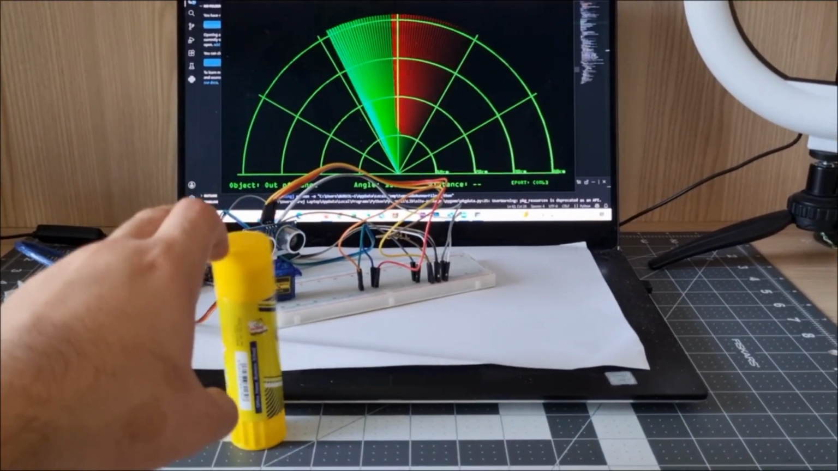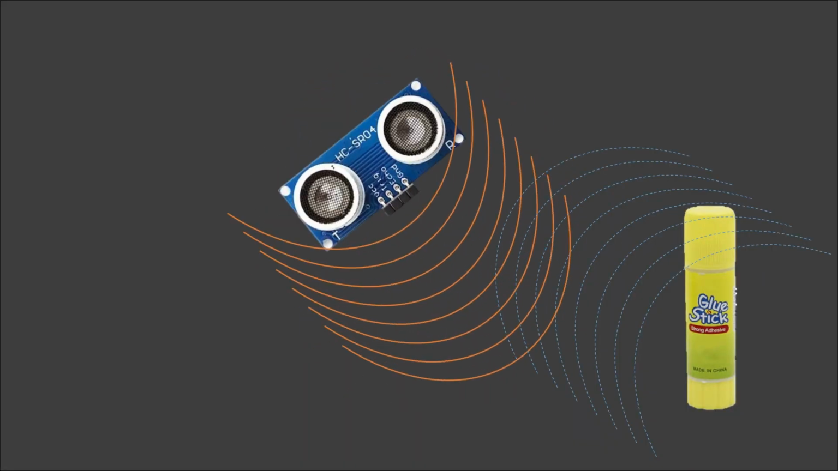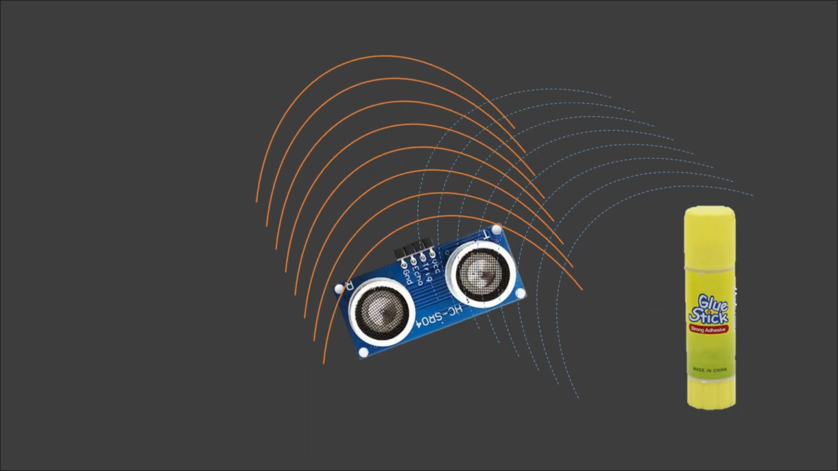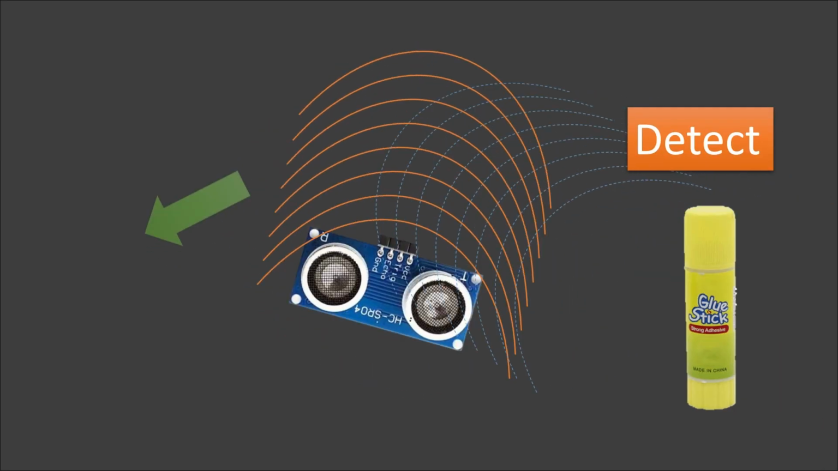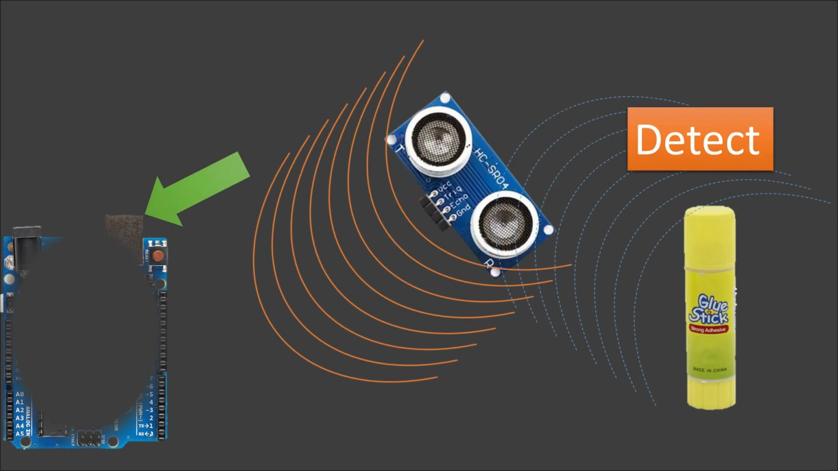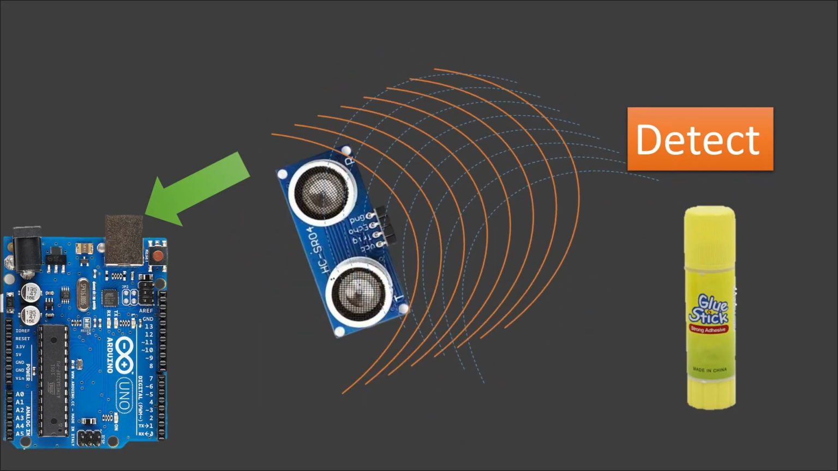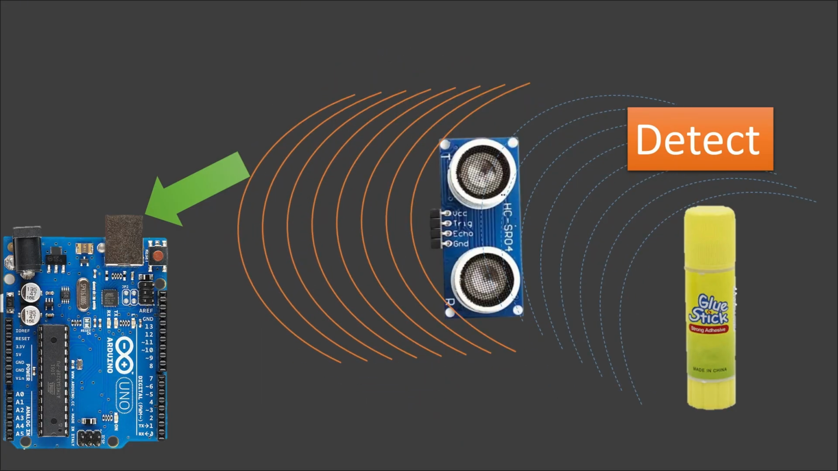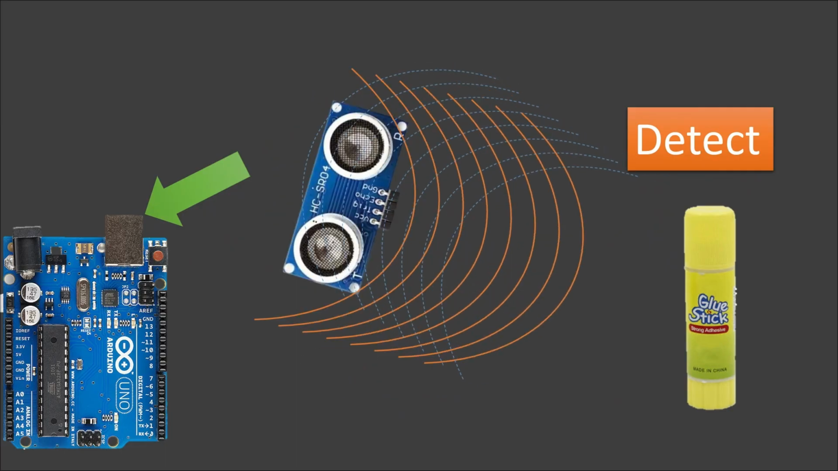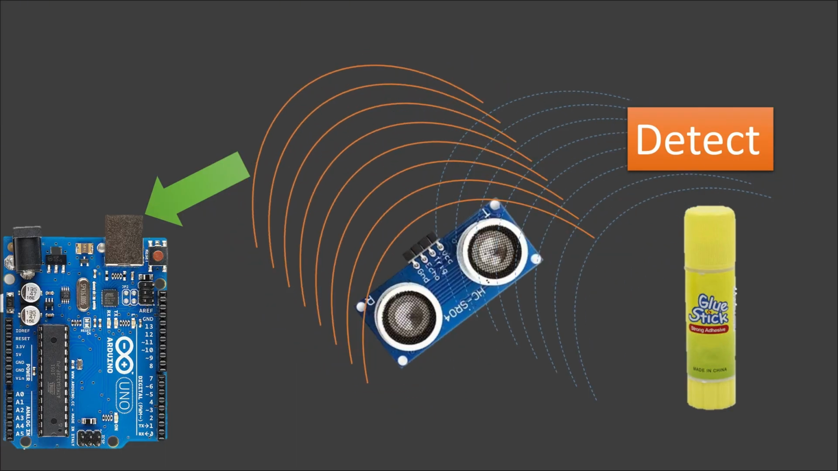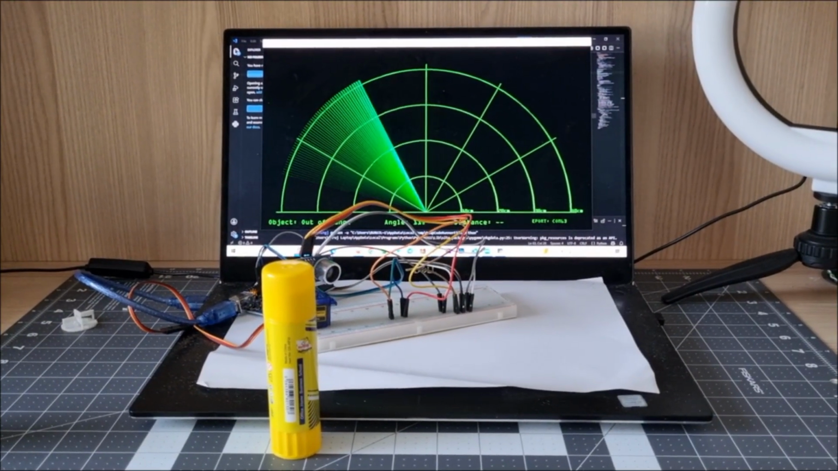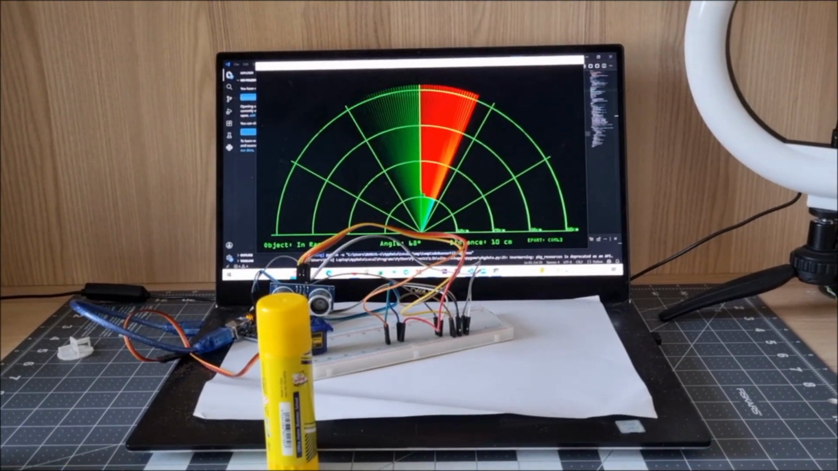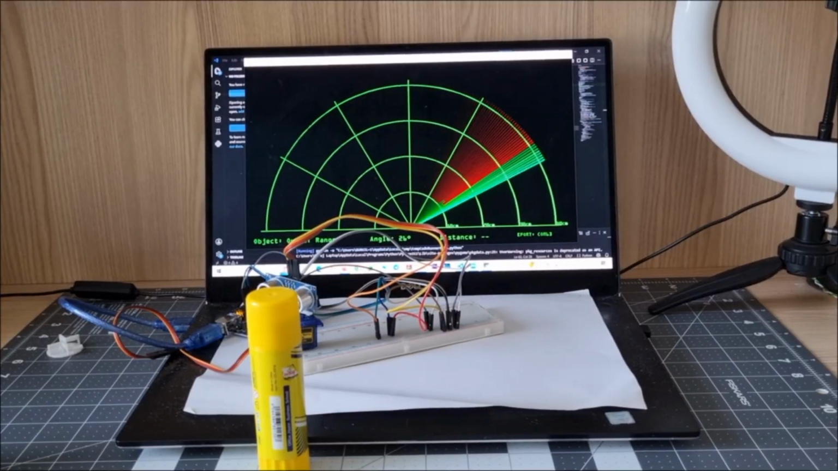Here's how it works. The servo points the sensor forward. The sensor measures the distance, then the servo rotates a little. The sensor measures again, and again and again. Arduino collects all of these measurements. Now we know 2 things. Where the sensor is pointing and how far away the object is. Put those 2 pieces of information together and we can create a radar-like display.